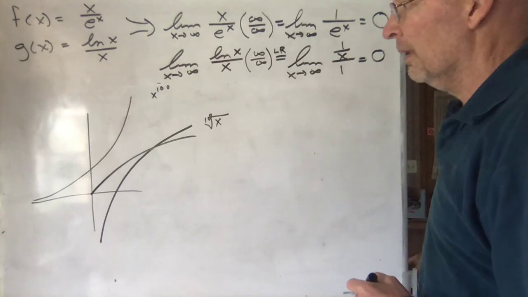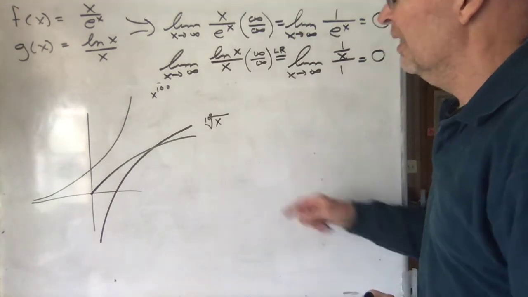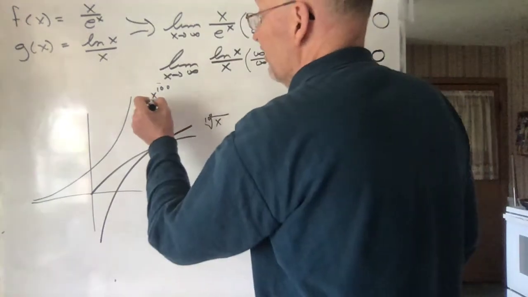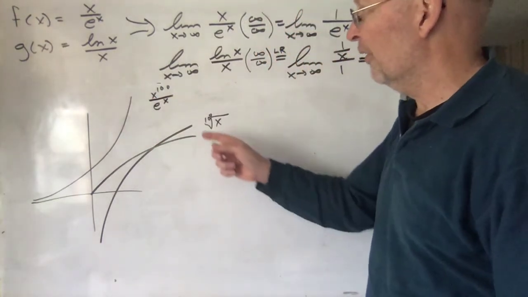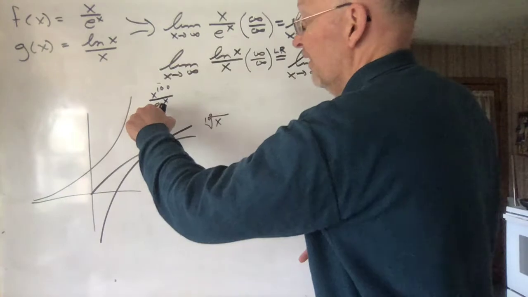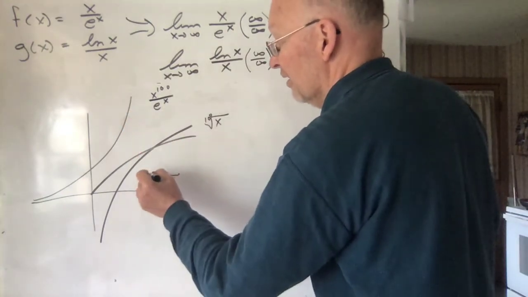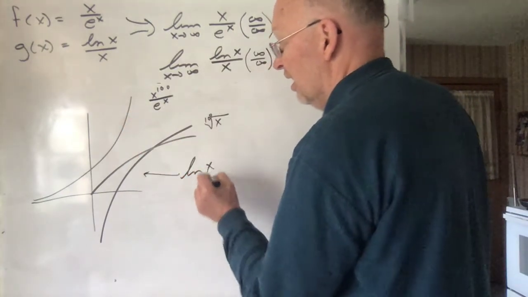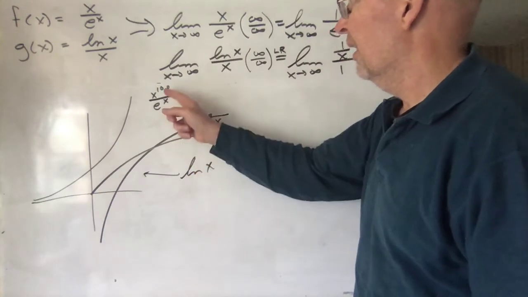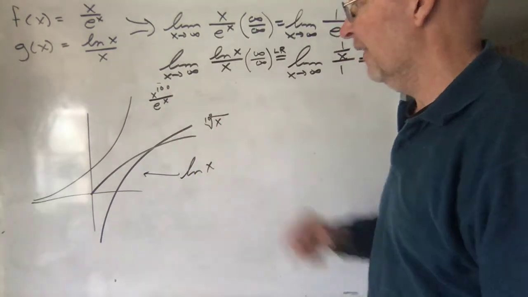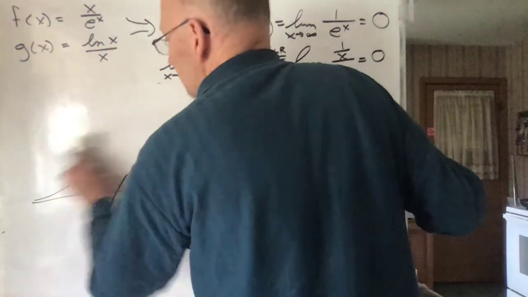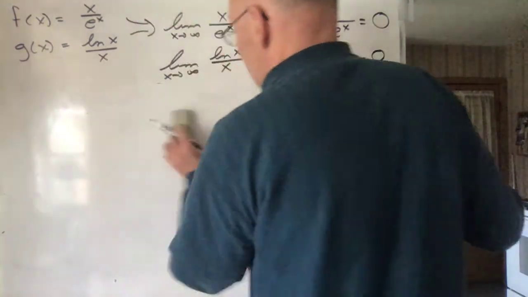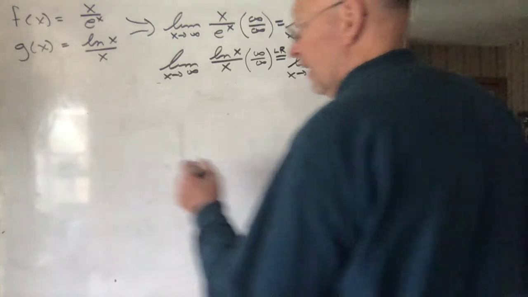And so the point is, since this thing grows slower than e to the x, it seems reasonable that the inverse of this thing, namely ln of x, is going to grow slower than the inverse of this thing, namely that. Okay, let me prove it to you. Okay, let's prove it again.